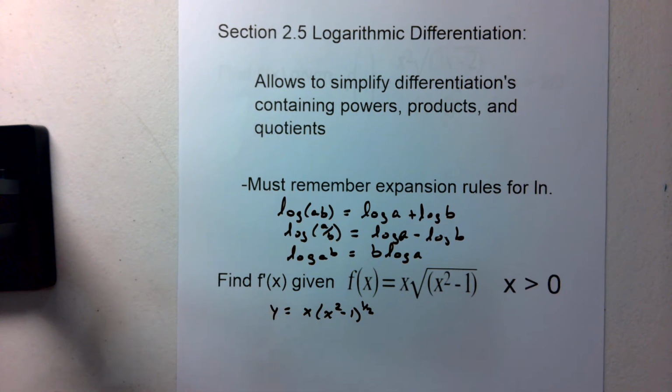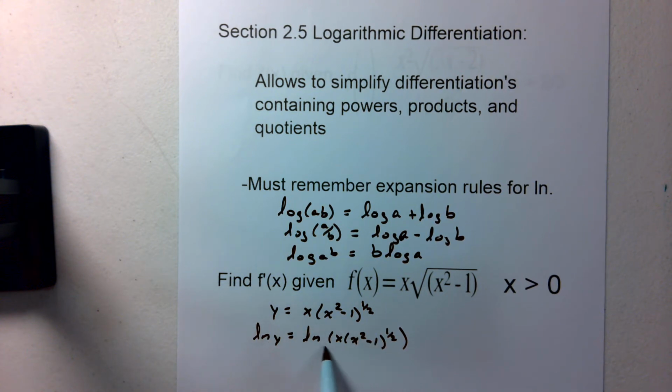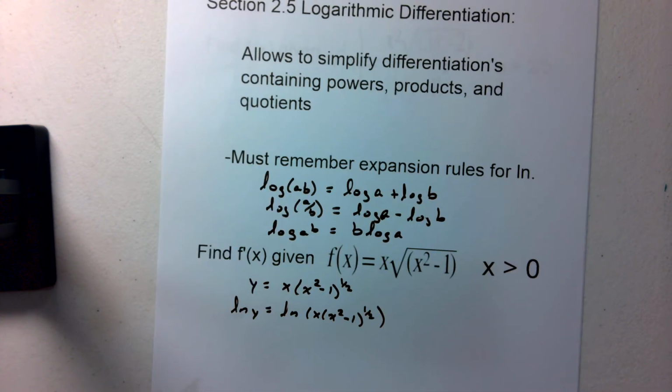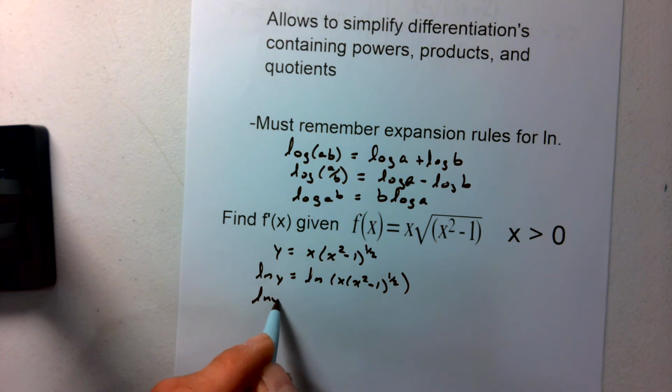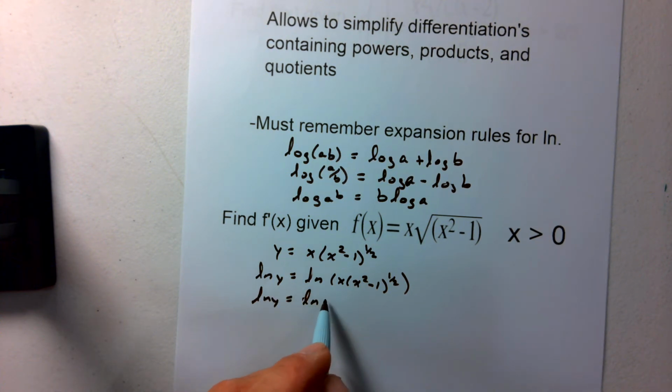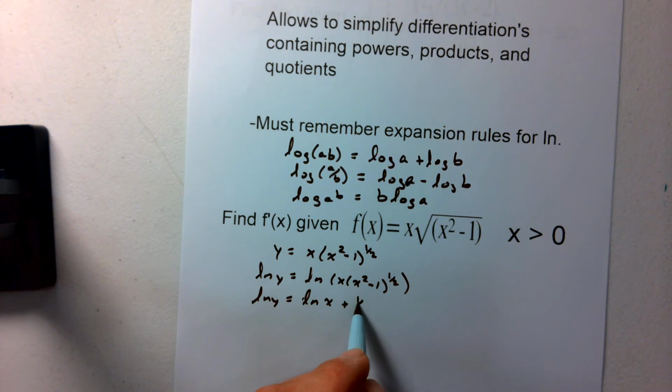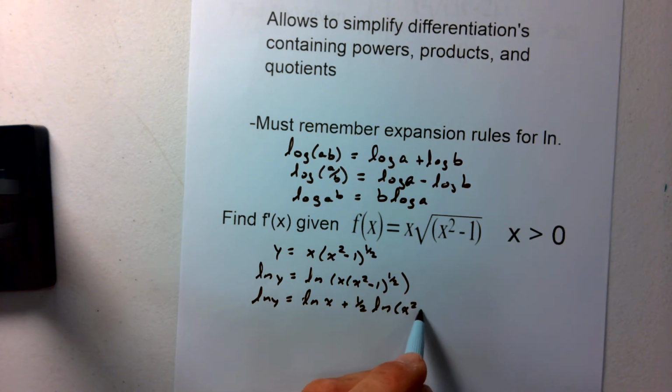So I have a nice fractional exponent. If I do one thing to one side of an equation, I've got to do it to the other, and that's been true ever since Algebra 1. So I can take the natural log of both sides of this equation, and I'm not going to change anything about the equation. I'm just changing the look of it. Now, on the right side, I can expand this out using my rules of expansion for logs. So I have the natural log of y is going to equal the natural log of x plus 1/2 the natural log of x squared minus 1.